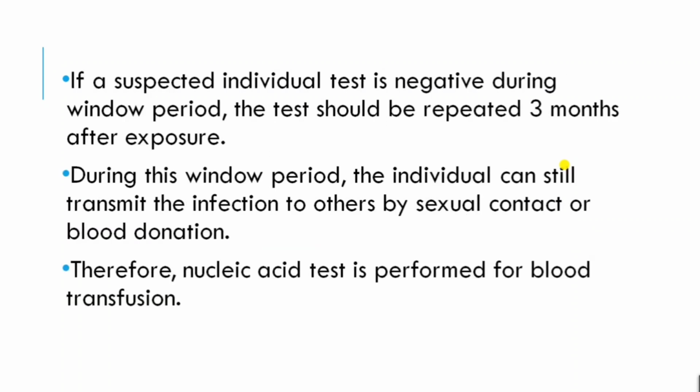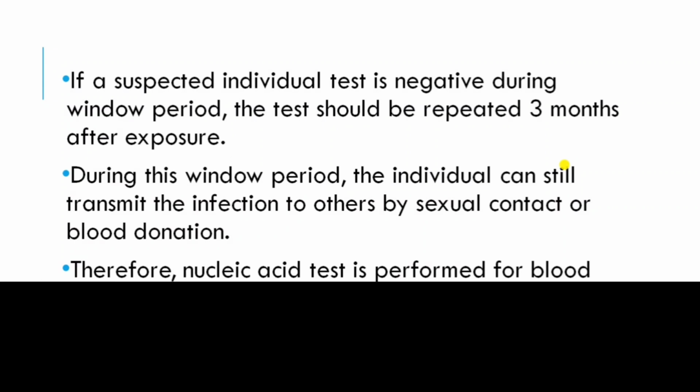And if a suspected individual's test is negative during the window period, you should remember that the test should be repeated 3 months after the exposure, because during the window period there is a chance that we might miss the antibodies. During the window period, the individual can still transmit the infection to others by sexual contact or even by blood donation. Therefore, a nucleic acid test is performed for blood transfusion, and it is mandatory that you perform a nucleic acid test before blood transfusion.